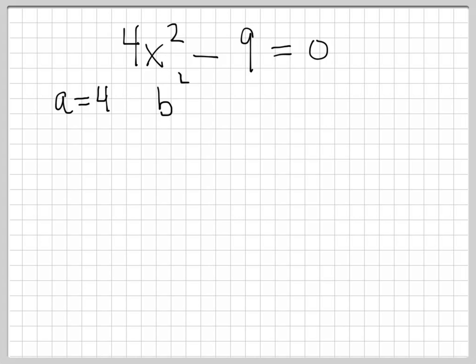Now let's see what happens if it's something that we could have factored. For example, let's look at 4x squared minus 9 equals 0. Right? So here, A is 4, B, you notice there are no x's, and so B is 0, and C is -9.